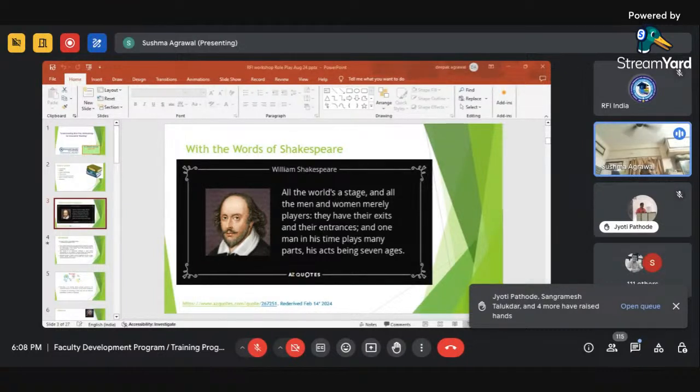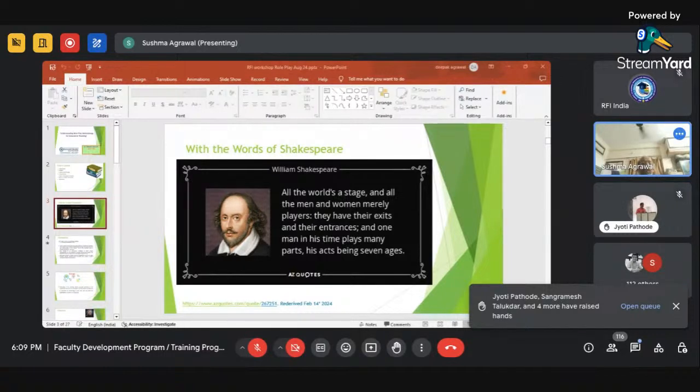In their life, they have their exits and their entrances. And one man has to play many roles in his life. Finally, William Shakespeare had defined the role of a man into 7 ages or 7 steps, but I'm not including those things. Ultimately, the words of Shakespeare say that the whole world is a stage and we need to perform various roles at the same time.